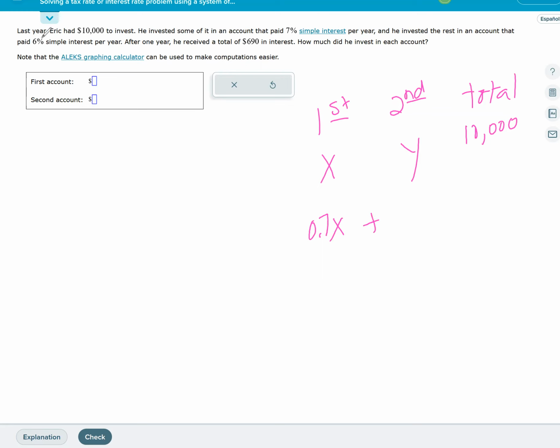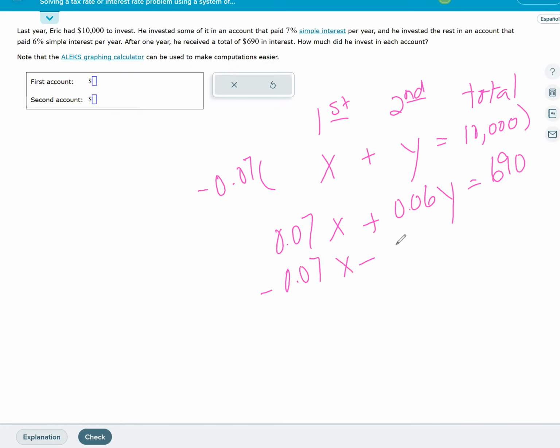And then we add how much interest Eric earned in the second account. Did you see what I did there? 7% should be 0.07. We've got to watch that carefully. Yeah, 7, 6. And the total interest was $690. So when you add the amount that he invested in each one, it should equal 10,000. And then this is the interest here. So I'm going to multiply my first equation, the whole thing, by negative 0.07, and I'm going to write it underneath the second one so that I can add them together pretty easily.